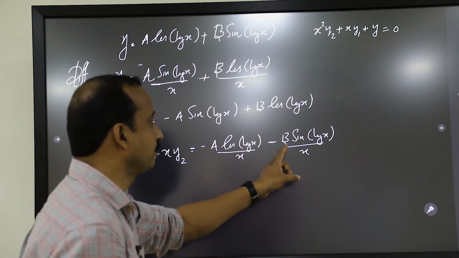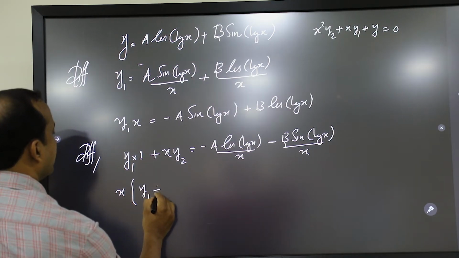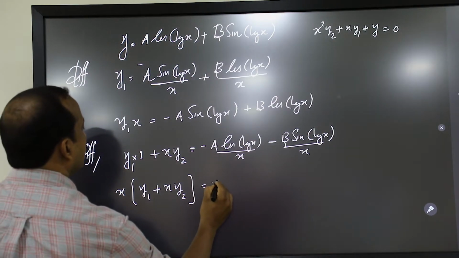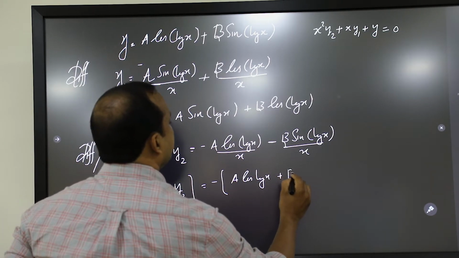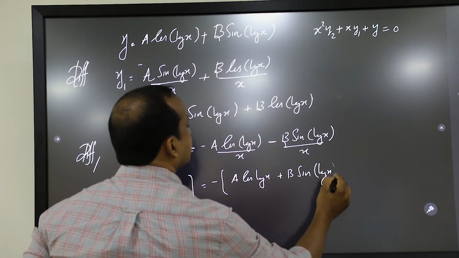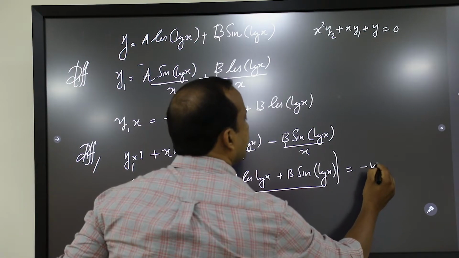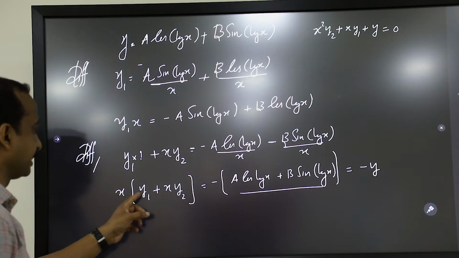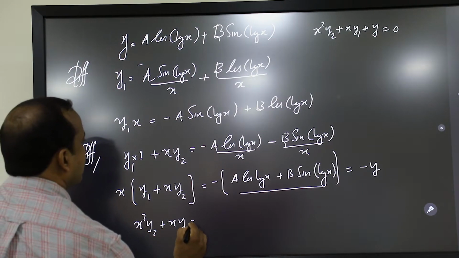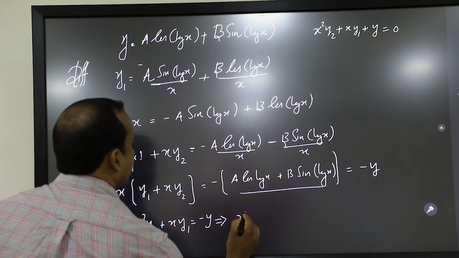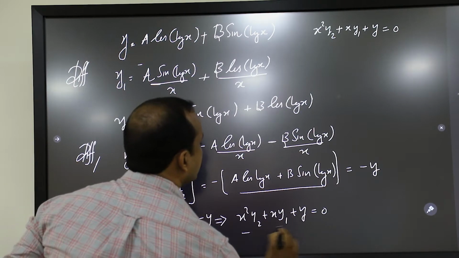Again, the right side is in fractional form, so we cross multiply the denominator to the left side. Therefore, x into y1 plus x y2 is equal to, here minus is a common sign, we get minus (a cos(log x) plus b sin(log x)). You already know a cos(log x) plus b sin(log x) is the given function y, so it equals minus y. Now multiplying by x, we get x y1 plus x into x, that is x² y2, plus x y1 equal to minus y. That implies x² y2 + x y1 + y = 0.